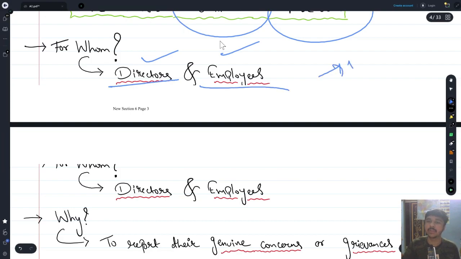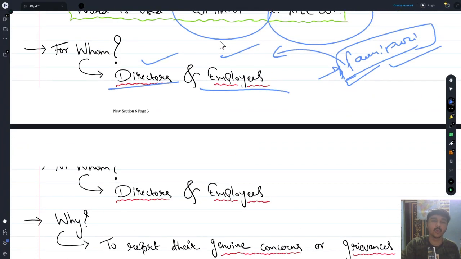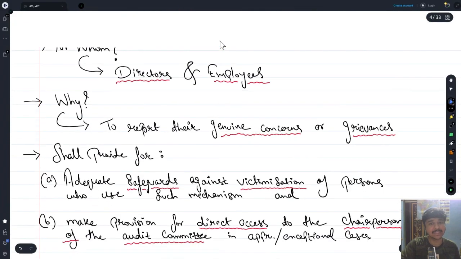So can a pani puri wala bhaiya who is having a stall outside the company, and to whom the company is telling, please get away from here, this is our land, can this pani puri wala bhaiya complain through the vigil mechanism? No brother, no. Why? Because he is neither an employee nor a director. So he has to join the company as an employee, and then only he can use the vigil mechanism. So the vigil mechanism is for the directors and employees.